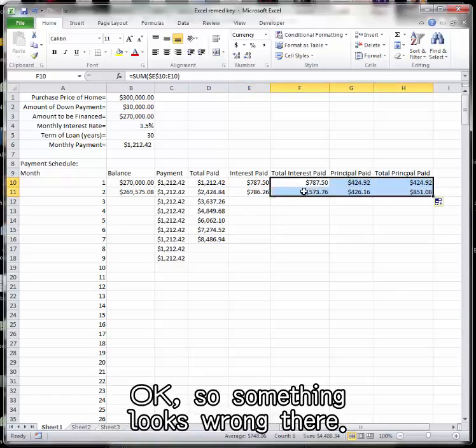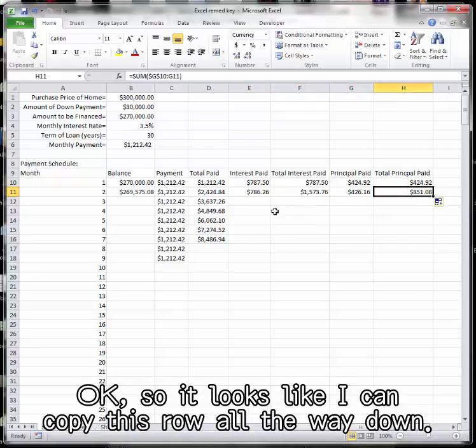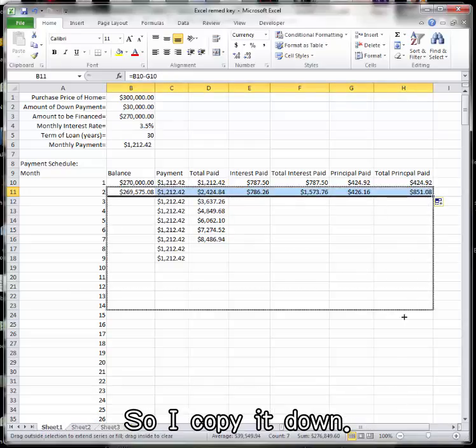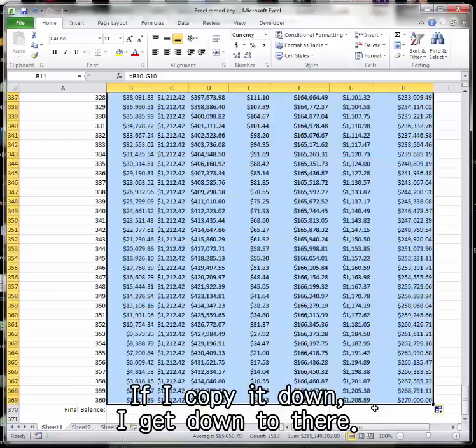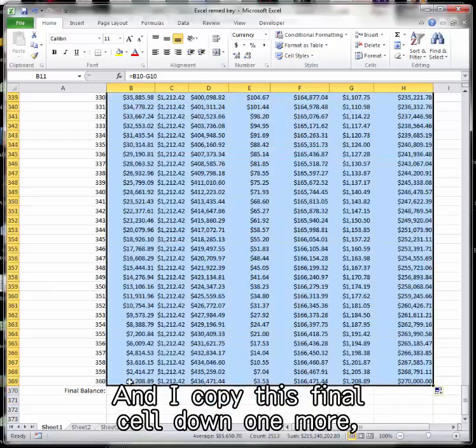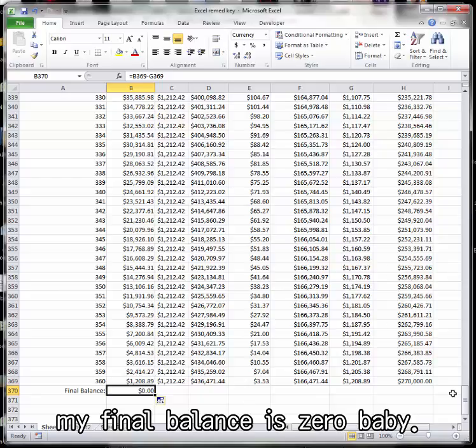Okay, so that, something looks wrong there. That total interest paid, no, that's right. Principal, interest, okay, so it looks like I can copy this row all the way down. So I copy it down, and again, I do my common sense thing always. If I copy it down, I get down to there, and I copy this final cell down one more. My final balance is 0, baby.